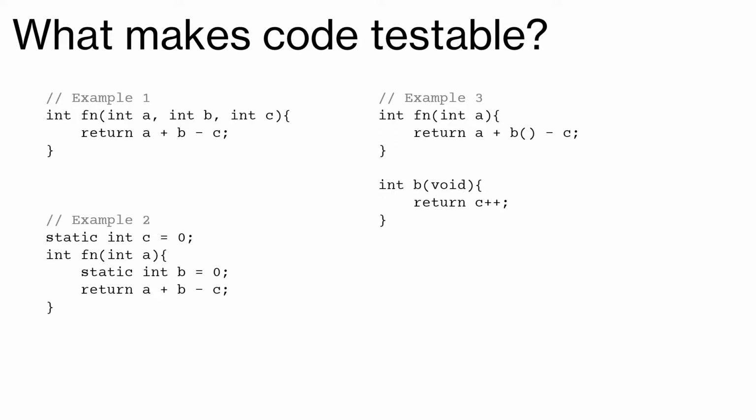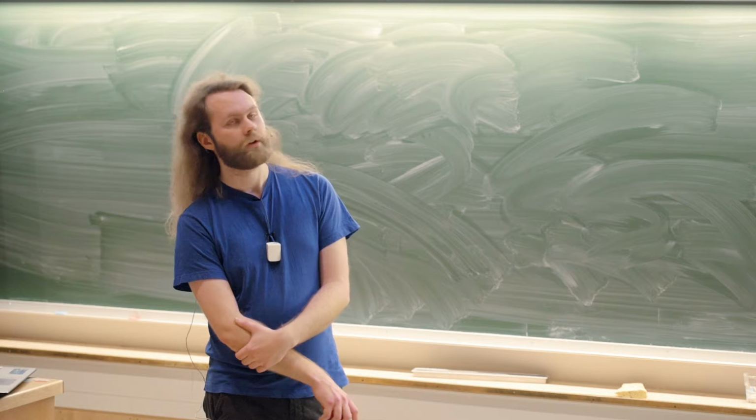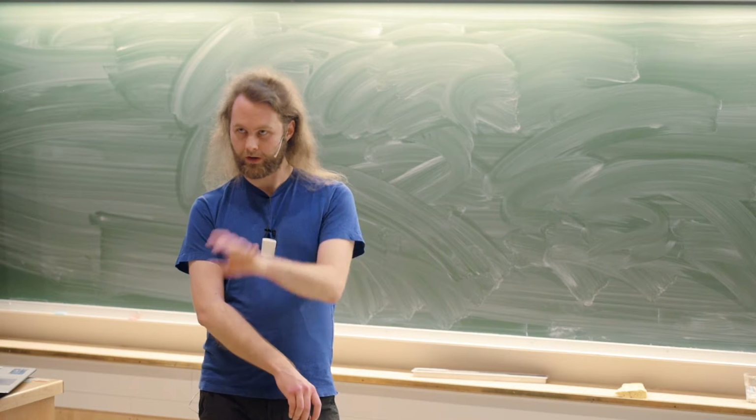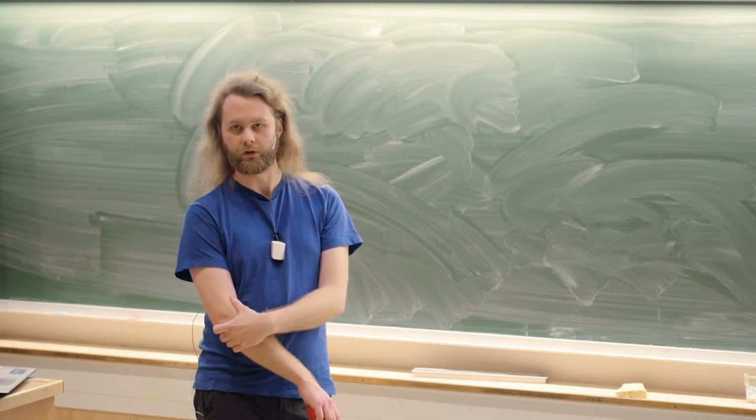So I want you to think about what exactly is it that makes this such a pain to test. There should be like a static int c at the top of example 3 as well. It didn't happen, but. So what are the interaction points that make things more or less testable?